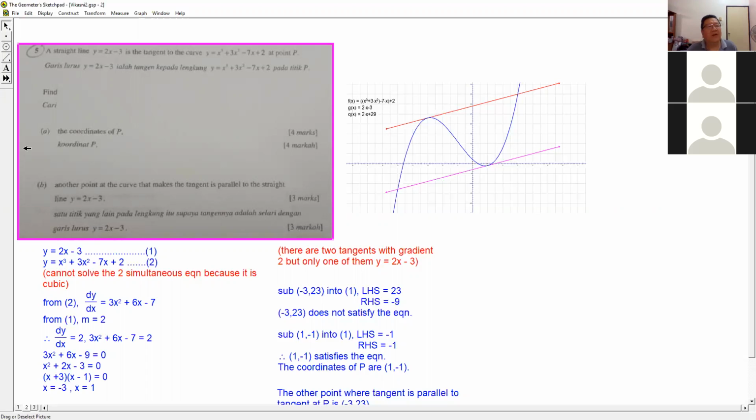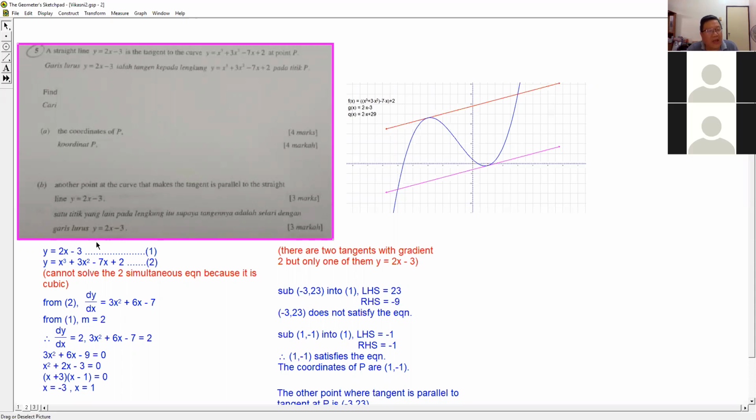Now, coming back to the question here, the straight line is a tangent to the curve. If I want to find the point of intersection between the straight line and the curve, the cubic equation, the point where they touch each other, I can always solve these two equations. Y equals 2x minus 3. Y equals x cubed plus 3x squared, and so on. If I solve these two equations simultaneously, I should get the point of intersection.